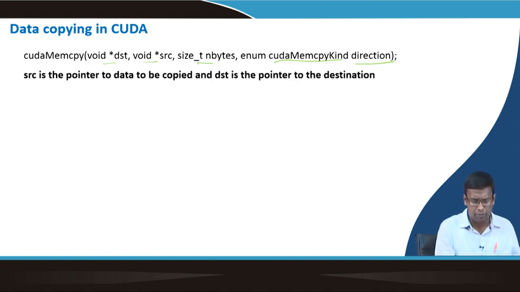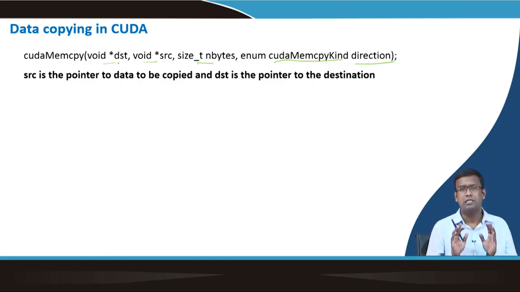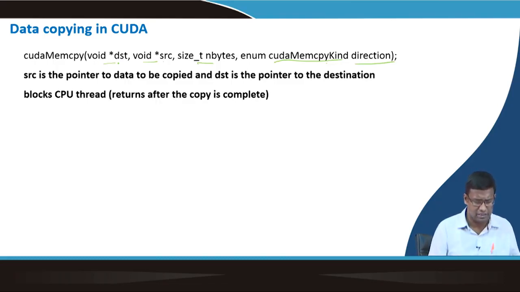SRC is the pointer to the data to be copied, and DST is the pointer to the destination. First comes the destination address, then comes the source address. Destination and source do not lie on the same device, because then you do not need CUDA mem copy. Either the destination lies in CPU and the source in GPU, or the destination in GPU and the source in CPU. So, destination and source lie in different devices.